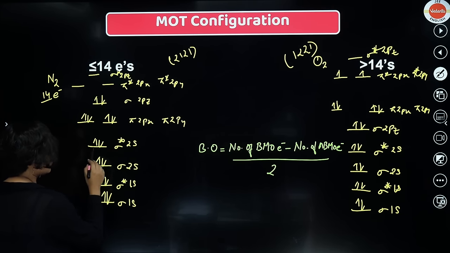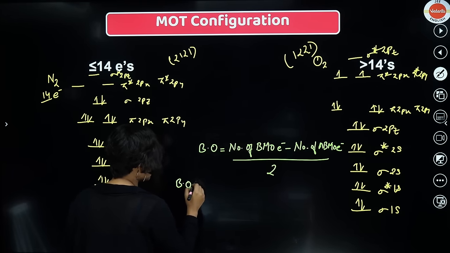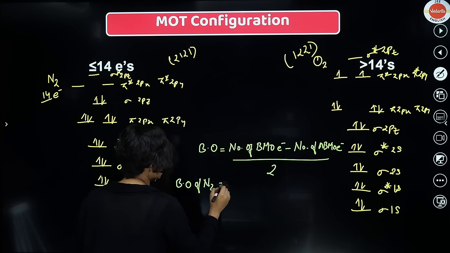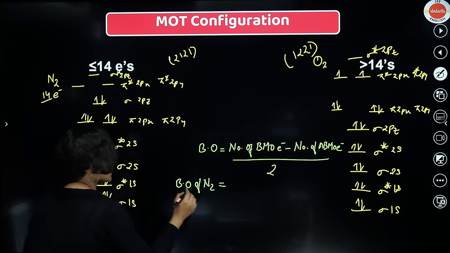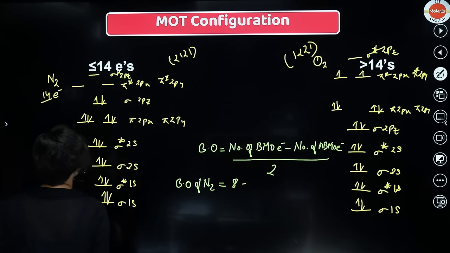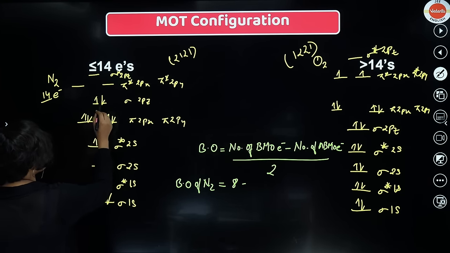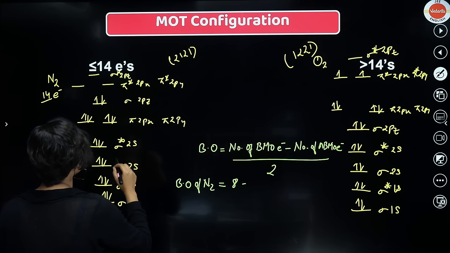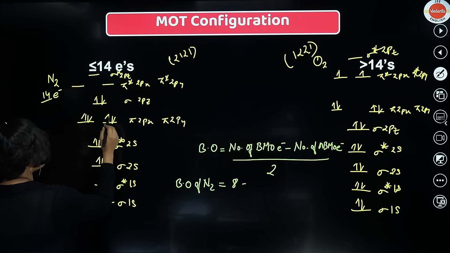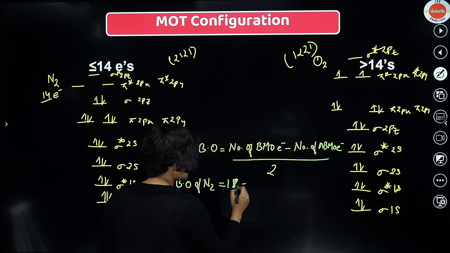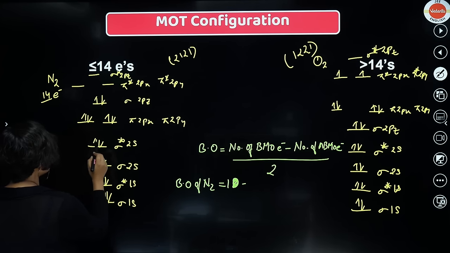See here. 1, 2, 3, 4, 5, 6, 7, 8. So that means the bond order of nitrogen. Let's check it out. 8 electrons in the bonding. And then here you have 1, 2, 3, 4, 5, 6, 7, 8, 9, 10. 10 electrons in the bonding. And here see, 1, 2, 3, 4.